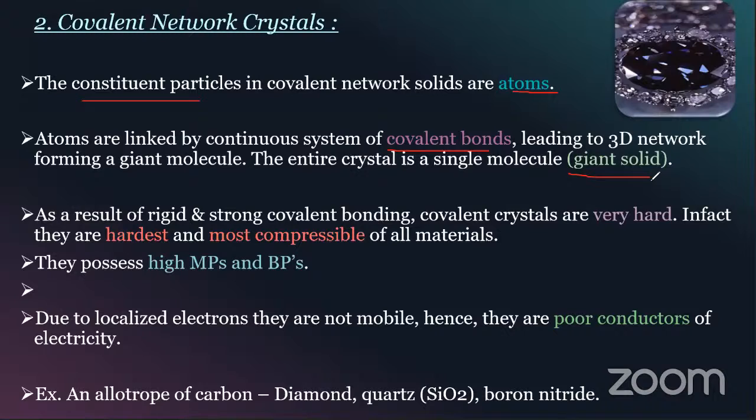Please remember, whenever you look at a covalent network crystal, you will not be able to recognize the individual atoms present in it. Now look at diamond. Diamond is a very good example you need to remember for covalent network crystals. When you look at a diamond, do you recognize all the carbon atoms present in it? No, it obviously appears like a single giant solid. Right, allotropes, correct. As a result of rigid and strong covalent bonding, covalent crystals are very hard. In fact, they are the hardest and most incompressible of all materials.